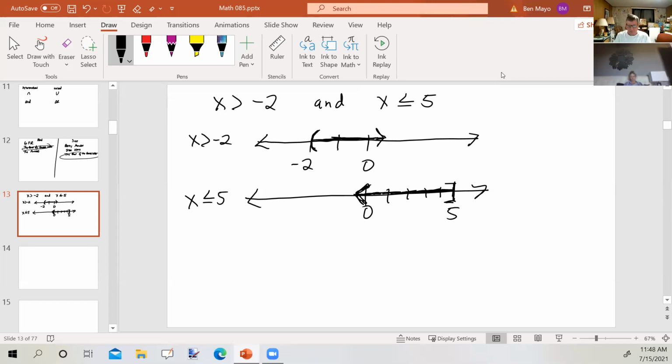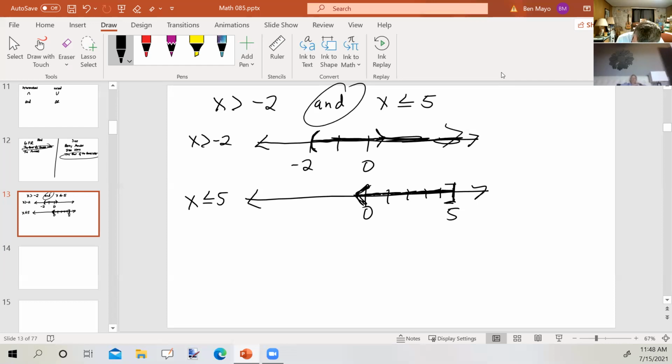Okay, so X greater than -2 includes everything greater than -2 on up to infinity. X less than or equal to 5 includes everything from -infinity up to and including 5. But I want the intersection. So I want the values of X that are in both inequalities. Okay, now keep in mind this thing continues on and this thing continues on. So where do they overlap? Well, starting right after -2 and going up to and including 5.